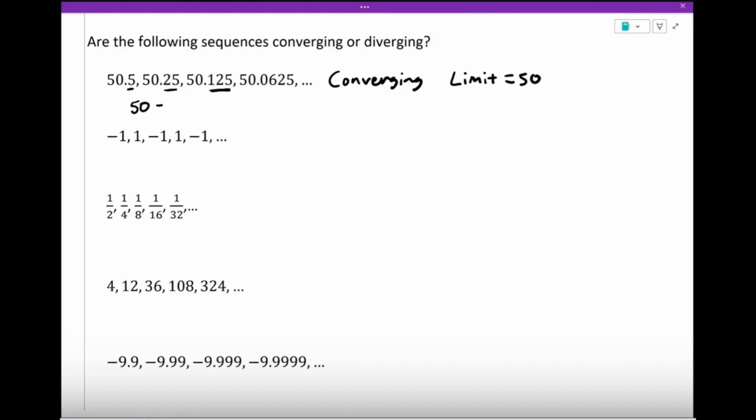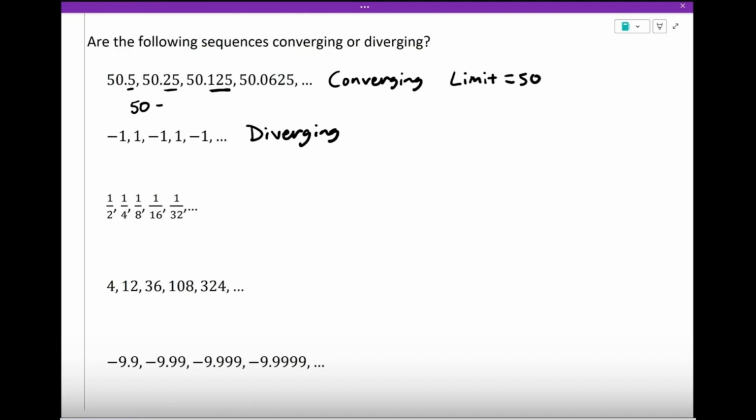Let's have a look at the next one. We seem to be jumping between -1 and then +1 and so on. That means we're jumping between 2 specific values. We're not going towards one specific value. So this would be a diverging sequence. Even though we're not getting bigger and bigger or smaller and smaller in the negative direction, because we're not going towards one specific value, it's diverging.